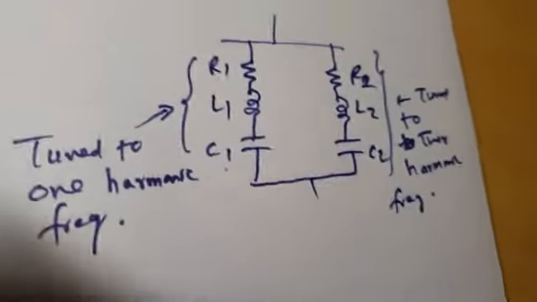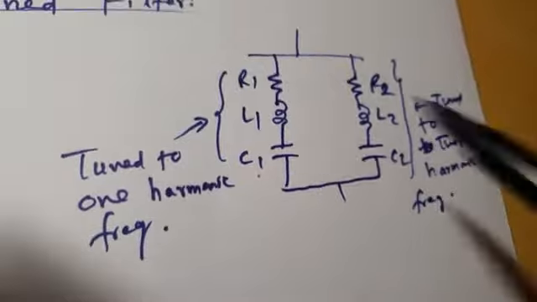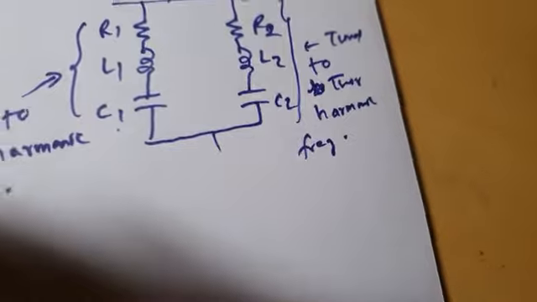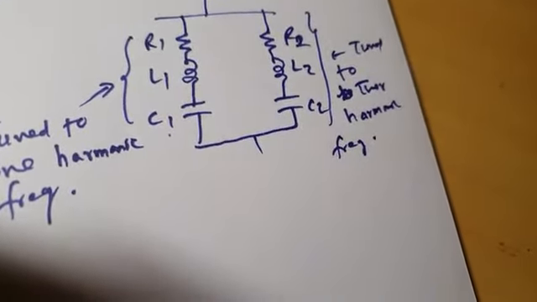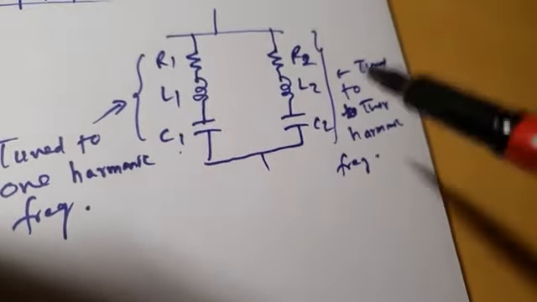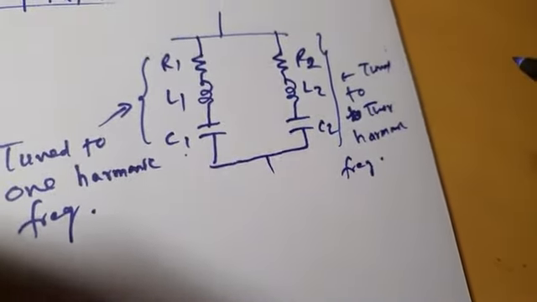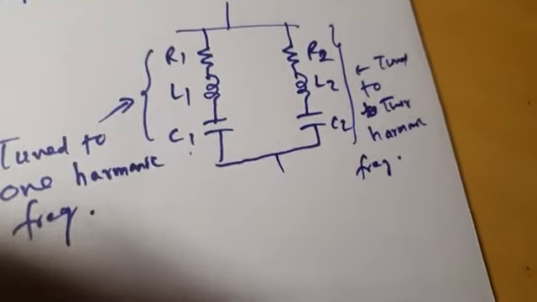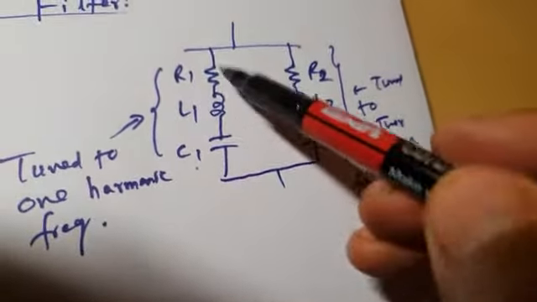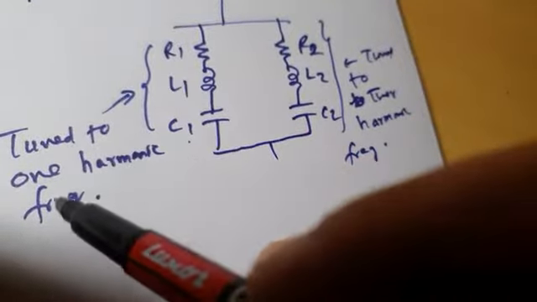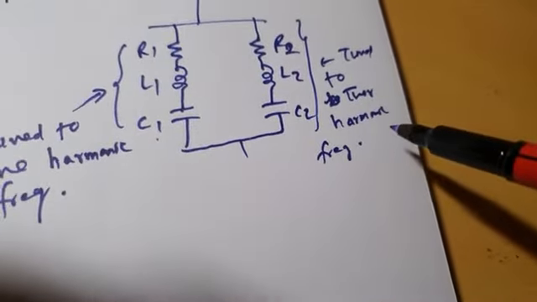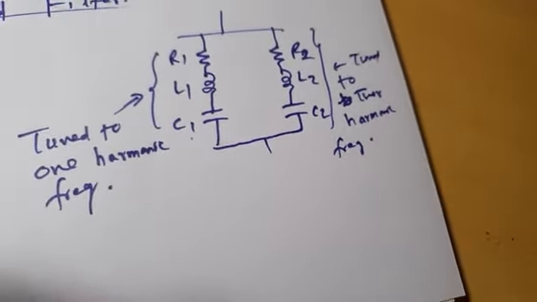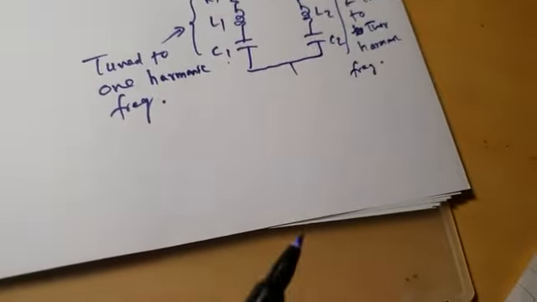If you are using this double tuned filter for a 6 pulse converter, then this filter you will tune to the 5th harmonic, and you will tune this filter for the 7th harmonic. So it will simultaneously suppress both the 5th as well as the 7th harmonic component. And if you are using it for a 12 pulse converter, the most predominant harmonic is the 11th followed by the 13th. Then this part of the filter will be tuned to the 11th harmonic frequency, and this part will be tuned to the 13th harmonic frequency, and it will arrest the 11th as well as the 13th harmonic components.